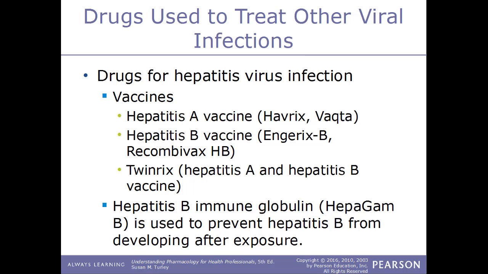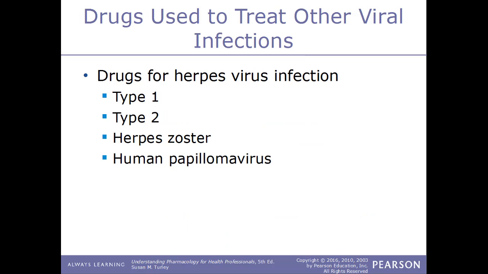Another way to treat hepatitis virus infections is with a hepatitis B immunoglobulin, also known by the name HepaGam B. This is used to prevent hepatitis B from developing after an initial exposure, before that patient has time to develop their own antibodies. Some various drugs for herpes virus infection, whether it be type 1 or type 2, herpes zoster, or HPV, human papillomavirus.